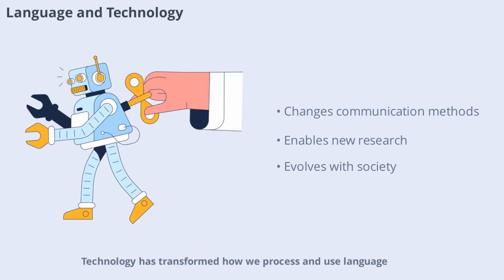Technology has transformed how we process and use language. From texting to video calls, digital tools change the way we communicate. Technology also enables new research methods such as eye tracking and brain imaging to study language processing in real time. The interaction between language and technology continues to evolve, opening up exciting possibilities for the future.